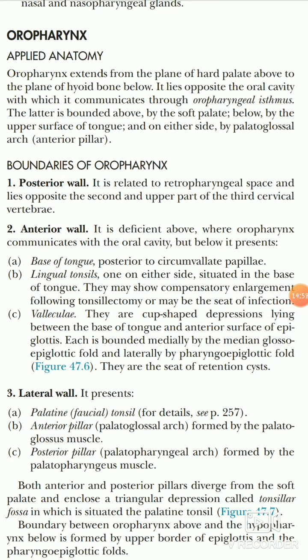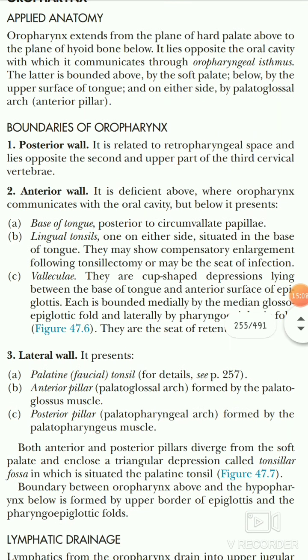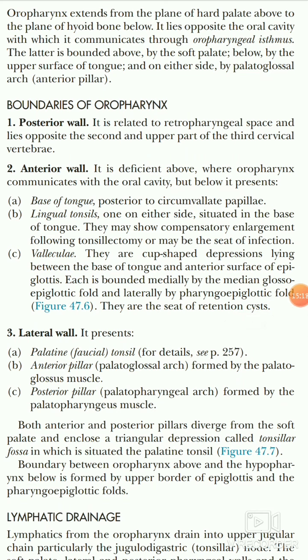Boundaries of oropharynx. Posterior wall. It is related to the retropharyngeal space and lies opposite the second and upper part of the third cervical vertebrae. Anterior wall. It is deficient above, where oropharynx communicates with the oral cavity, but below it presents the base of the tongue, posterior to the circumvallate papillae. Lingual tonsils, one on either side, situated in the base of the tongue. This may show compensatory enlargement following tonsillectomy or may be the seat of infection.